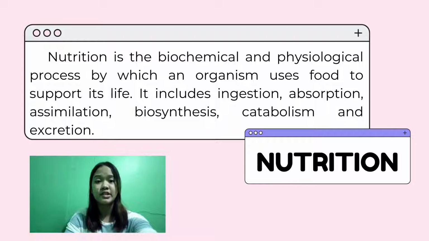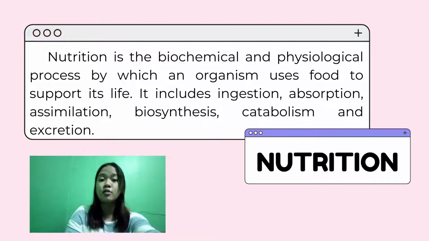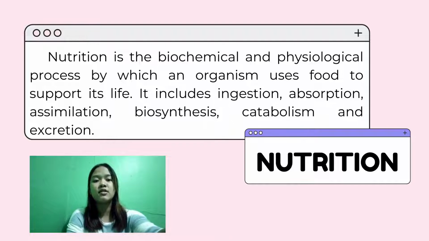Next is nutrition. Nutrition in prenatal development is the biochemical and physiological process by which an organism uses food to support its life. It includes ingestion, absorption, assimilation, biosynthesis, catabolism, and excretion. The science that studies the physiological process of nutrition is called nutritional science. For a person who delivered a baby, what do they need for developing nutrition during prenatal?